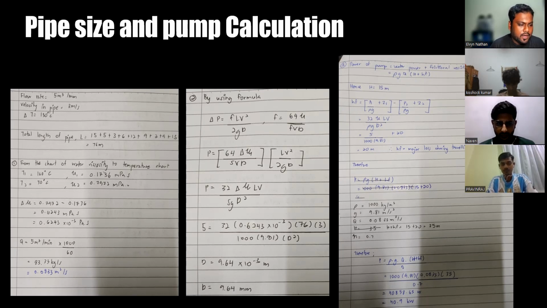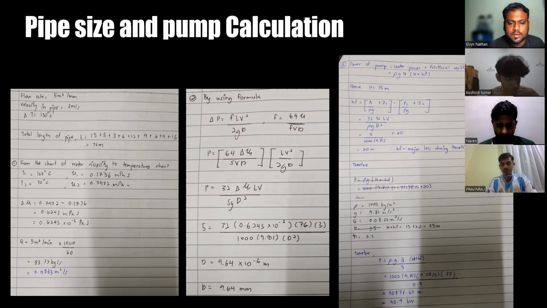And then we calculate a heat loss. The heat loss is 0.0833 meter cubic per second. And then we use the formula to find the diameter. So through the formula, we get the diameter, which is 9.64 millimeter. And then we did the calculation, the water power plus frictional resistance outcome, so that we can find out the major loss during traveling in pipe.